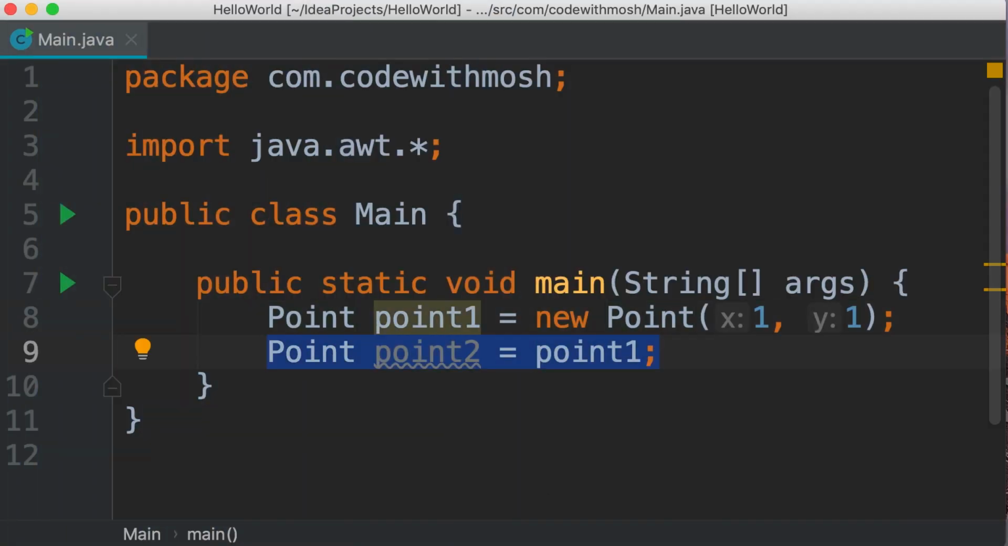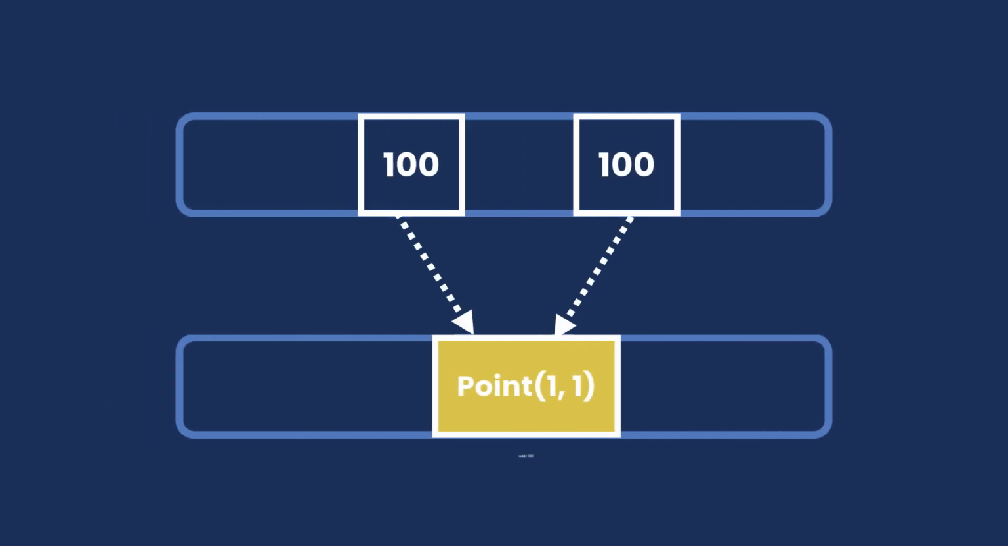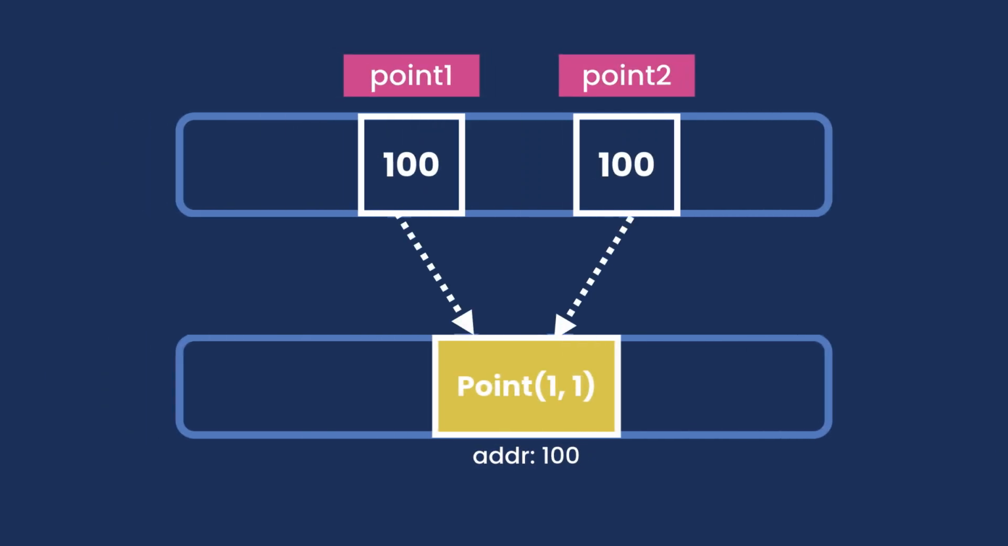Now look at line 9. Here we're copying the value that we have in this variable into this other variable. So that value, as you learned, is not the Point object, it is the address or the reference to the Point object in memory. That is why we refer to these types as reference types, because they don't store the actual values, they store a reference to an object somewhere in the memory. So in this example, point1 and point2 are referencing the exact same Point object in memory. We only have one Point object. So these two variables are not independent of each other. They're referencing the same object.